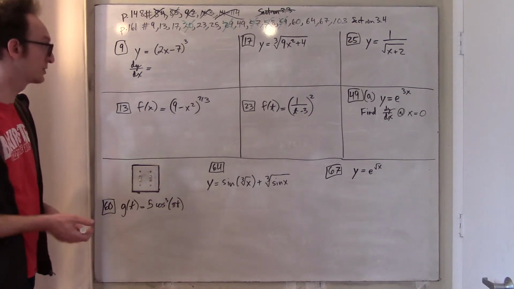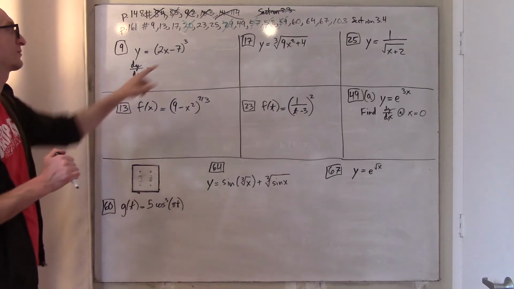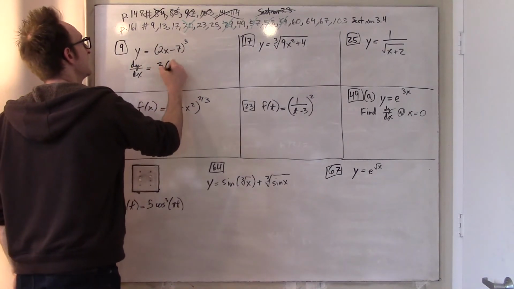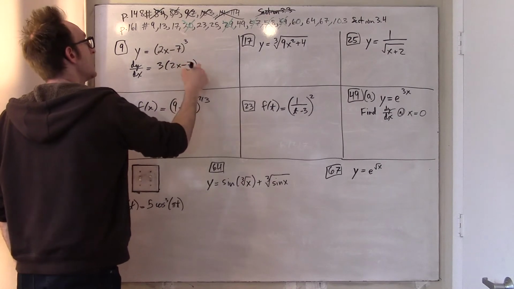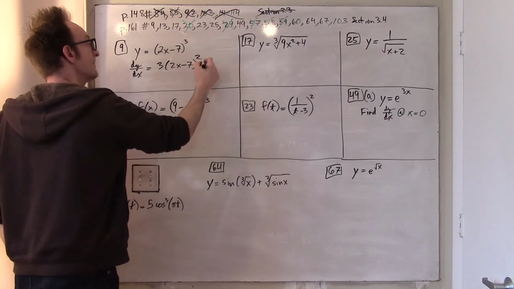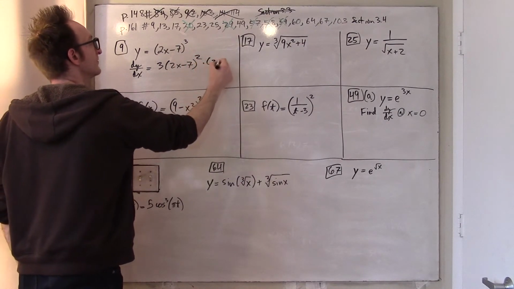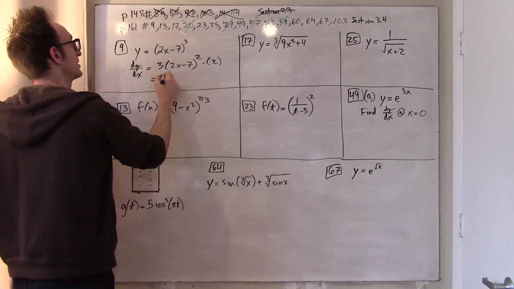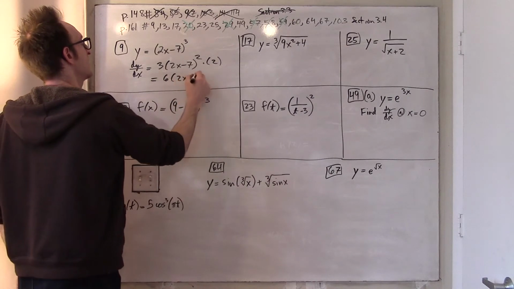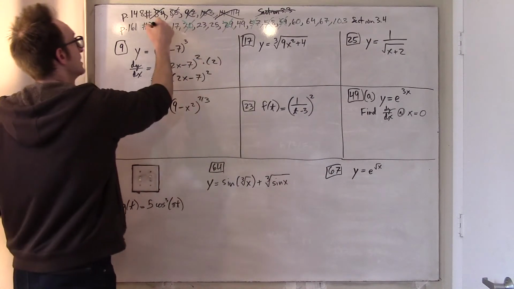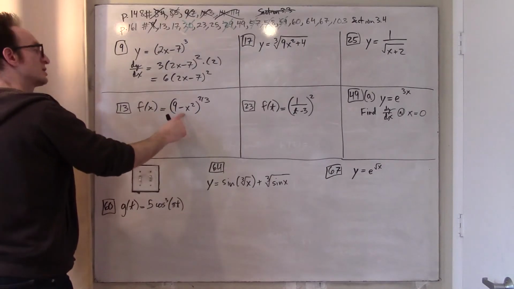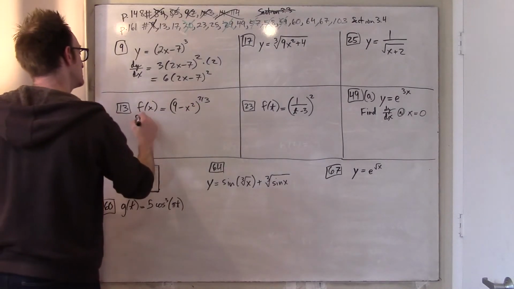And asks you for the derivative of this function. Okay, this is just straightforward chain rule. The derivative of something cubed is 3 something squared back inside for the derivative of the something, which is the derivative of 2x minus 7 is just 2. So answer here is 6 times 2x minus 7 squared. Boom! 13 is the function 9 minus x squared to the 2/3.